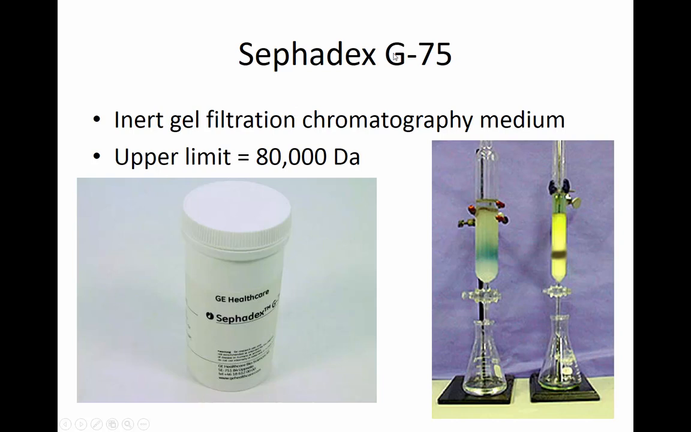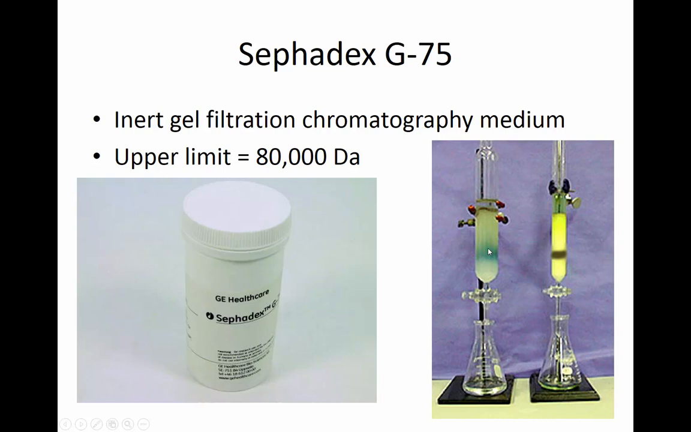And so here is Sephadex. We'll have a bottle like this that has this Sephadex in it. It is an inert gel filtration chromatography medium. Its upper limit of what it'll separate is 80,000 Daltons. So that's fairly big in terms of proteins. And I don't remember, I think maybe that's what the blue dextran is around, 80,000 or maybe even a little more.